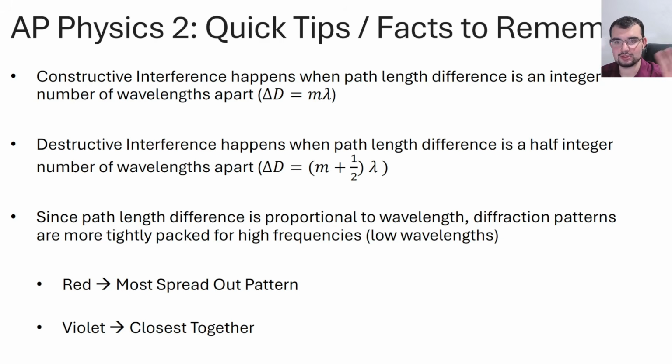And a result of this is you can get diffraction. And diffraction is really straightforward in P2. Just plug and chug into the formula. But to save yourself some conceptual time, since path length difference is proportional to wavelength, your long wavelengths have to travel larger distances before you get that difference. So red diffraction patterns are spread out, while violet diffraction patterns are close together.